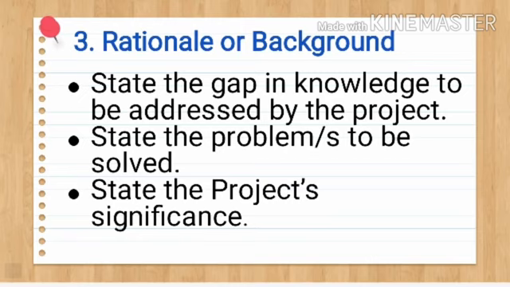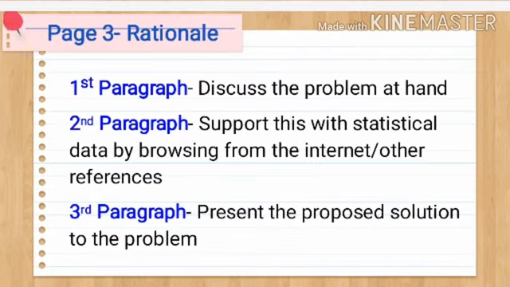The third part is the rationale or background. It states the gap in knowledge to be addressed by the project. It states the problems to be solved and states the project's significance. For page 3, we have our rationale or background. So below we have the sample details that can be included in this page.